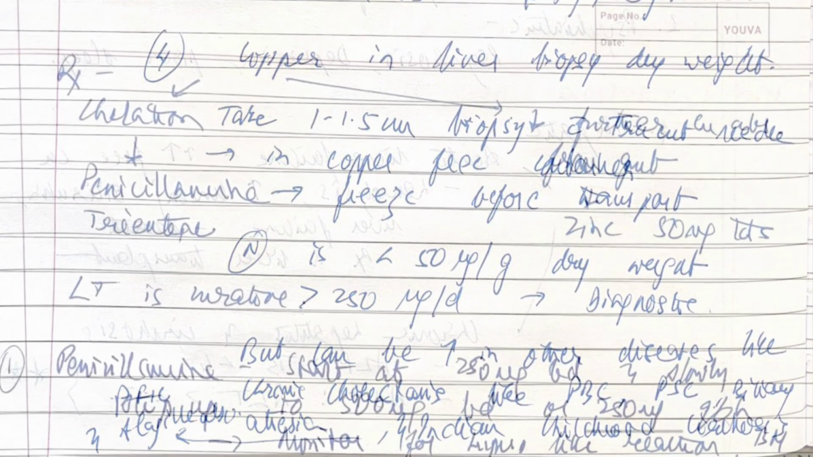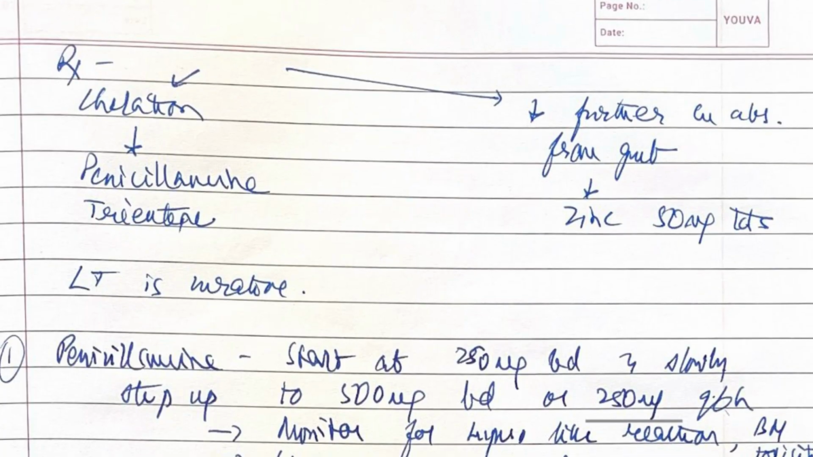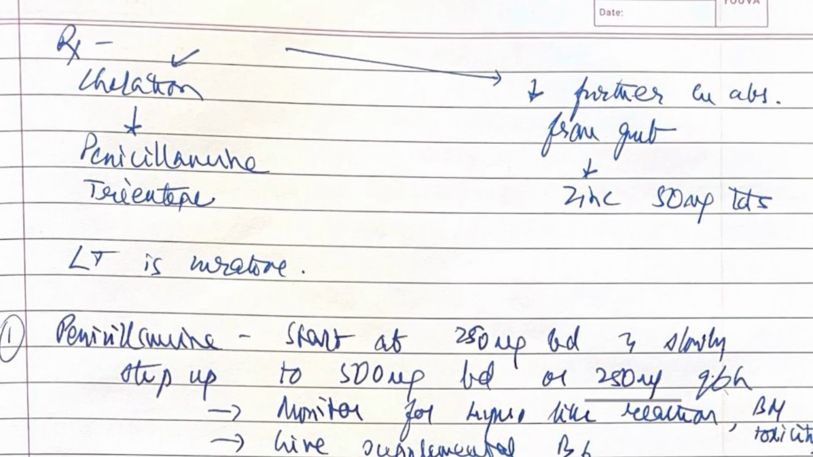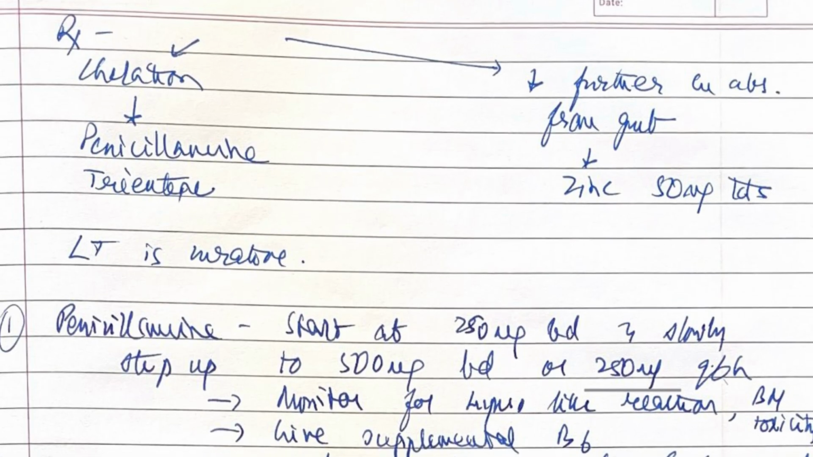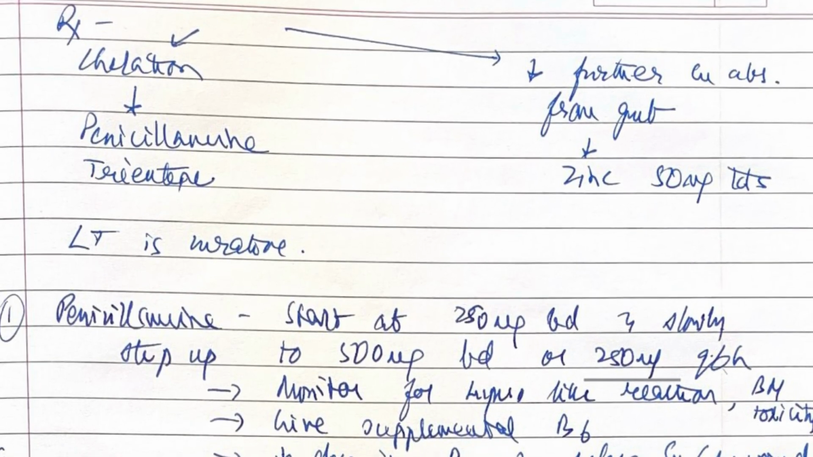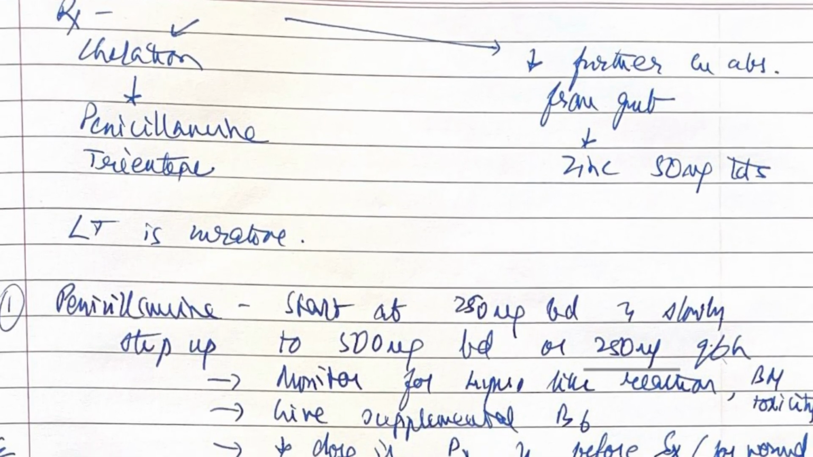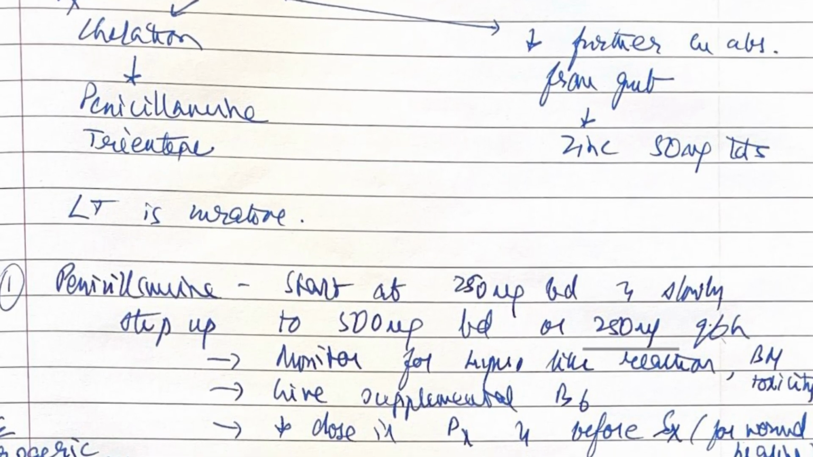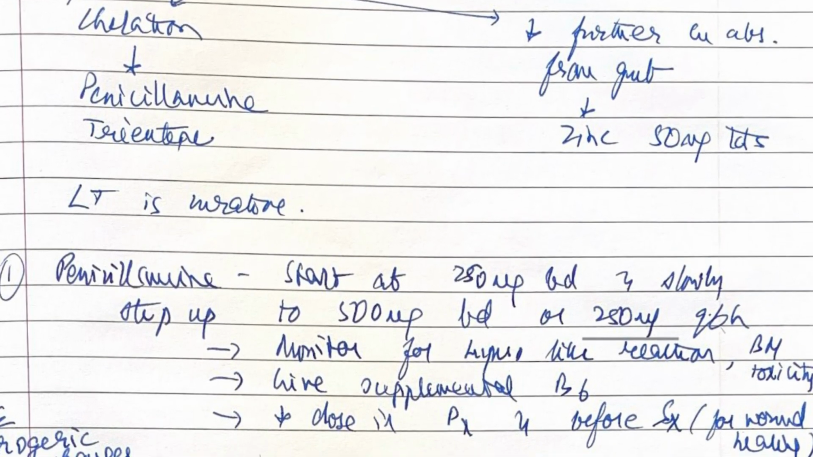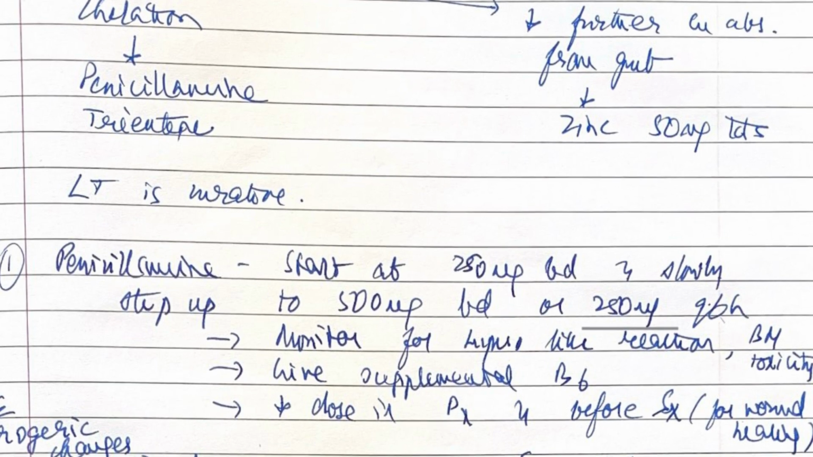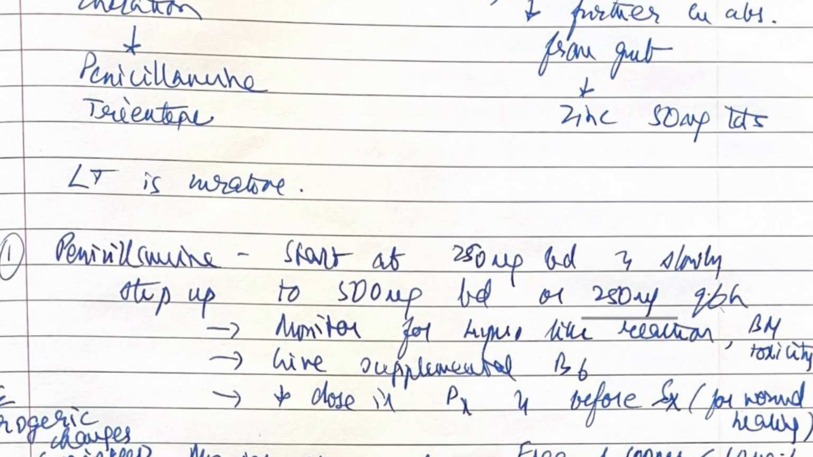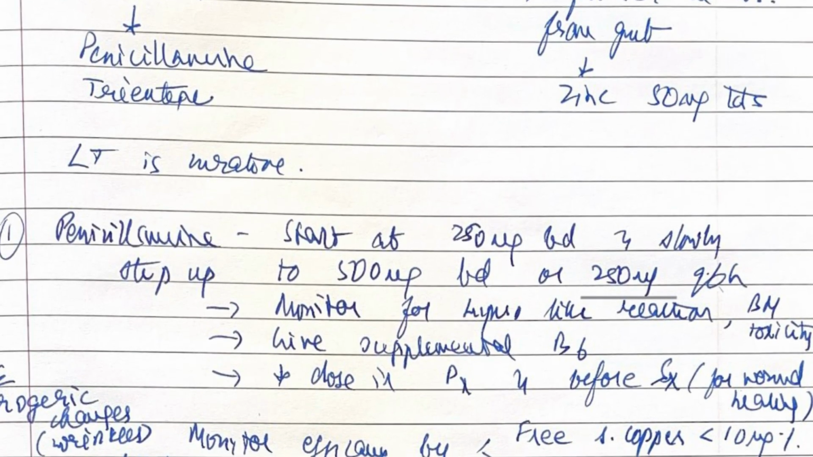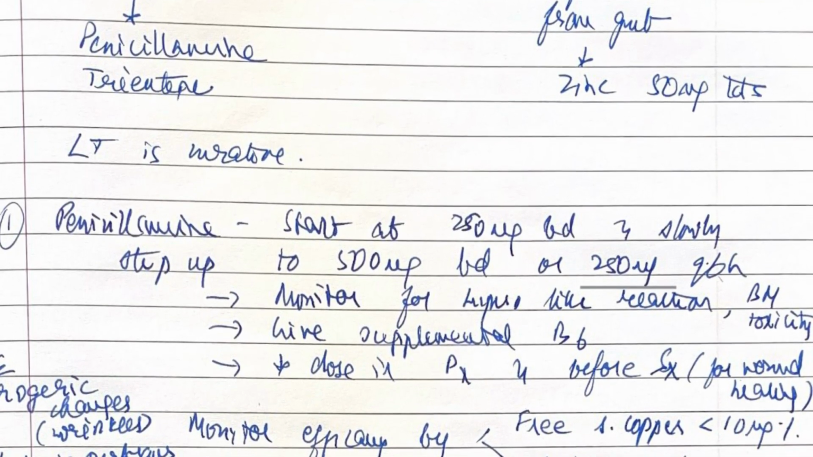The treatment: chelation, and reduce further copper absorption from the gut. The chelation methods we use are penicillamine and trientine. Trientine is used if the patient is intolerant or develops some side effects with the penicillamine. The first thing we have to do is penicillamine. We start at 250 milligrams once or twice a day, and we slowly titrate it upwards to 500 milligrams twice a day or 250 6 hourly.